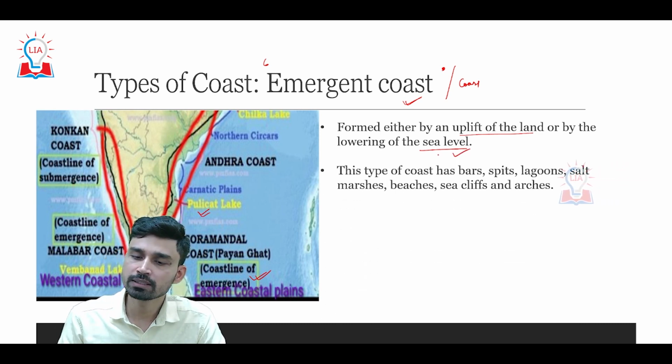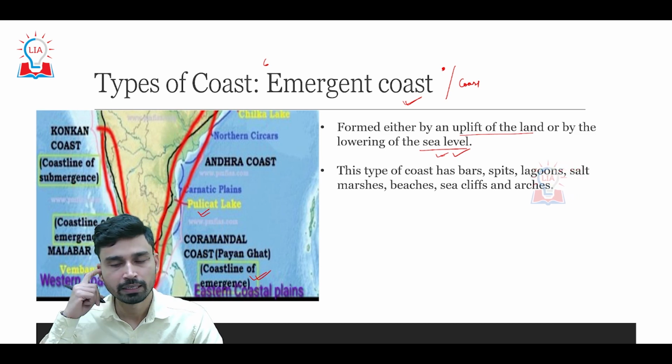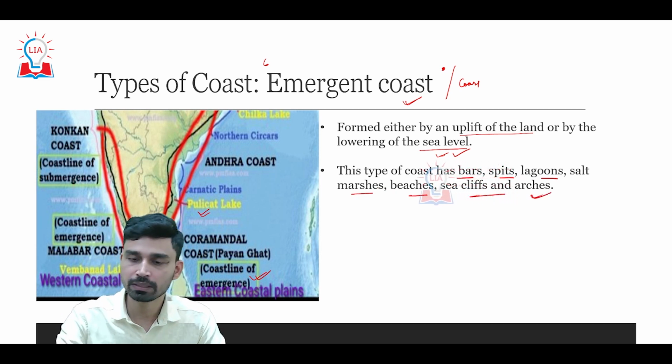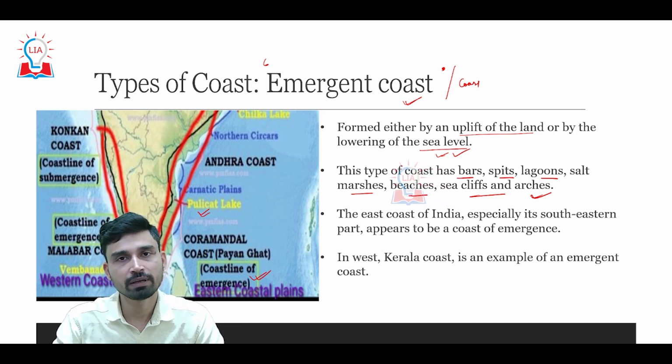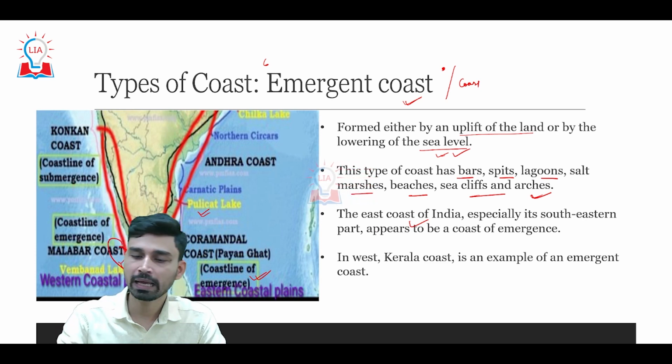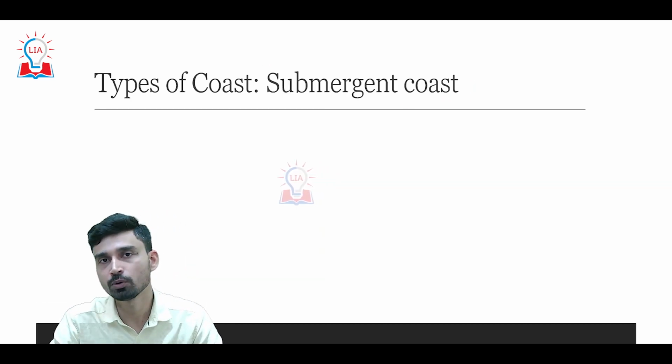Second, let us understand the major landform features that develop in these areas. We have bars, spits, lagoons, salt marshes, beaches, sea cliffs, and sea arches, which we have discussed earlier, developing in the emergent coast. As we have discussed, the eastern coast of India as well as the Malabar coast, that is the Kerala coast of western India, are both examples of the emergent coast.